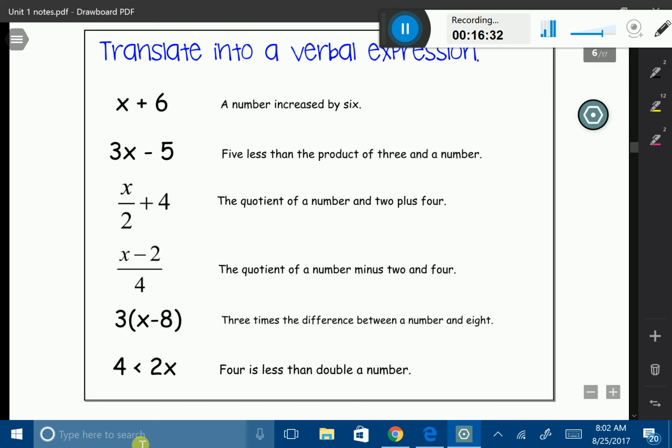For example, number 1, x plus 6. Isn't that going to be a number increased by 6? All right, x plus 6. And then the next one, 3x minus 5. Well, isn't that 5 less than the product? The product is multiplying 3 and a number. So I have a little switcheroo in there, so I just switch it around. All right, the next one, I have the quotient of a number. There's my "and." My "and" is my fraction bar.